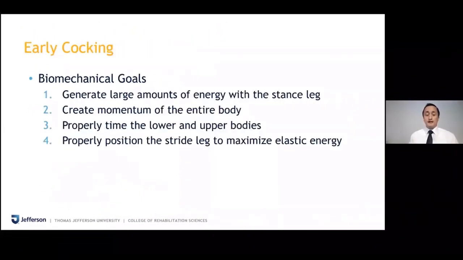Moving on to the next phase, the early cocking. So the goals we're looking at here are to generate large amounts of energy. We're going to create momentum of the entire body. We want to make sure our lower and upper extremities are timed correctly. And then we're going to really position our stride legs so that we can maximize as much elastic energy as possible. And I'm going to go through detail on all of these.